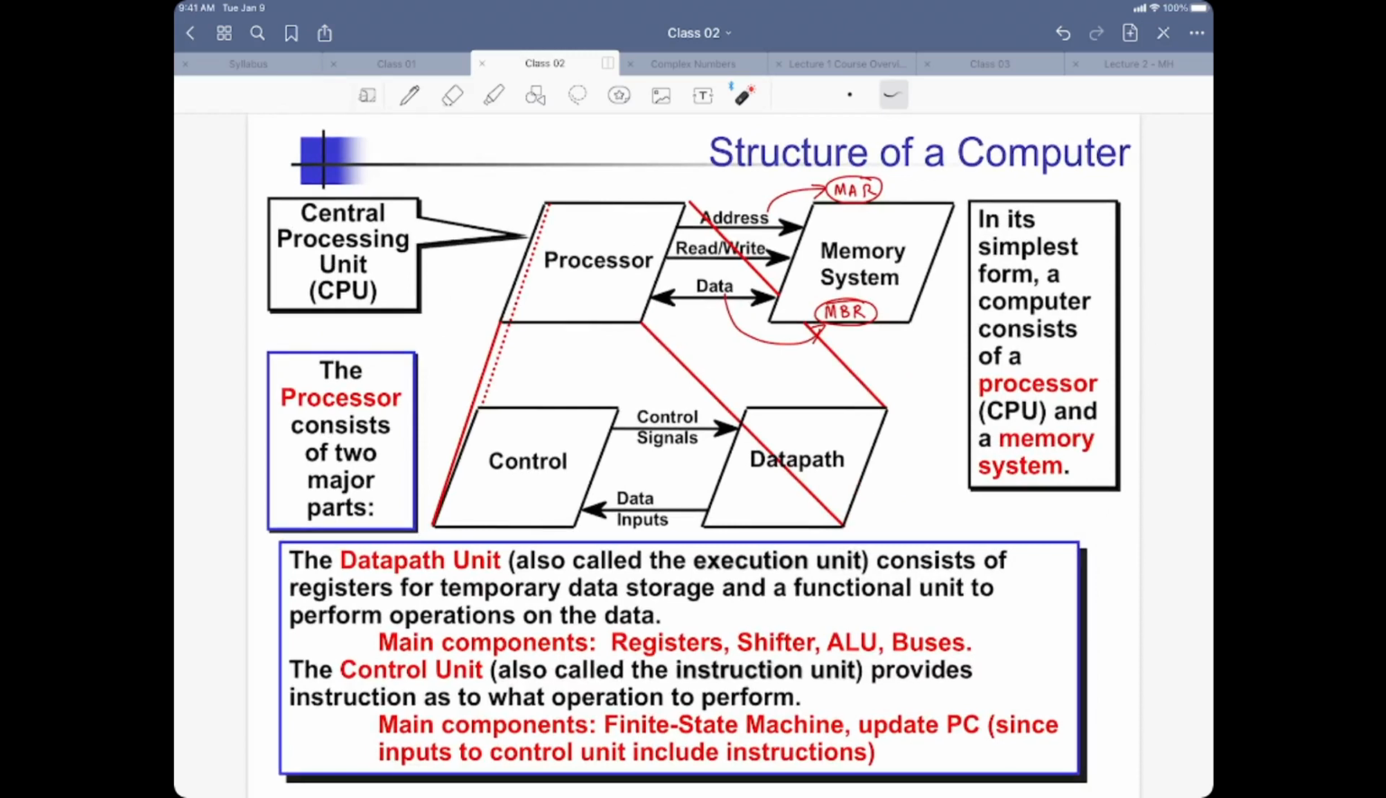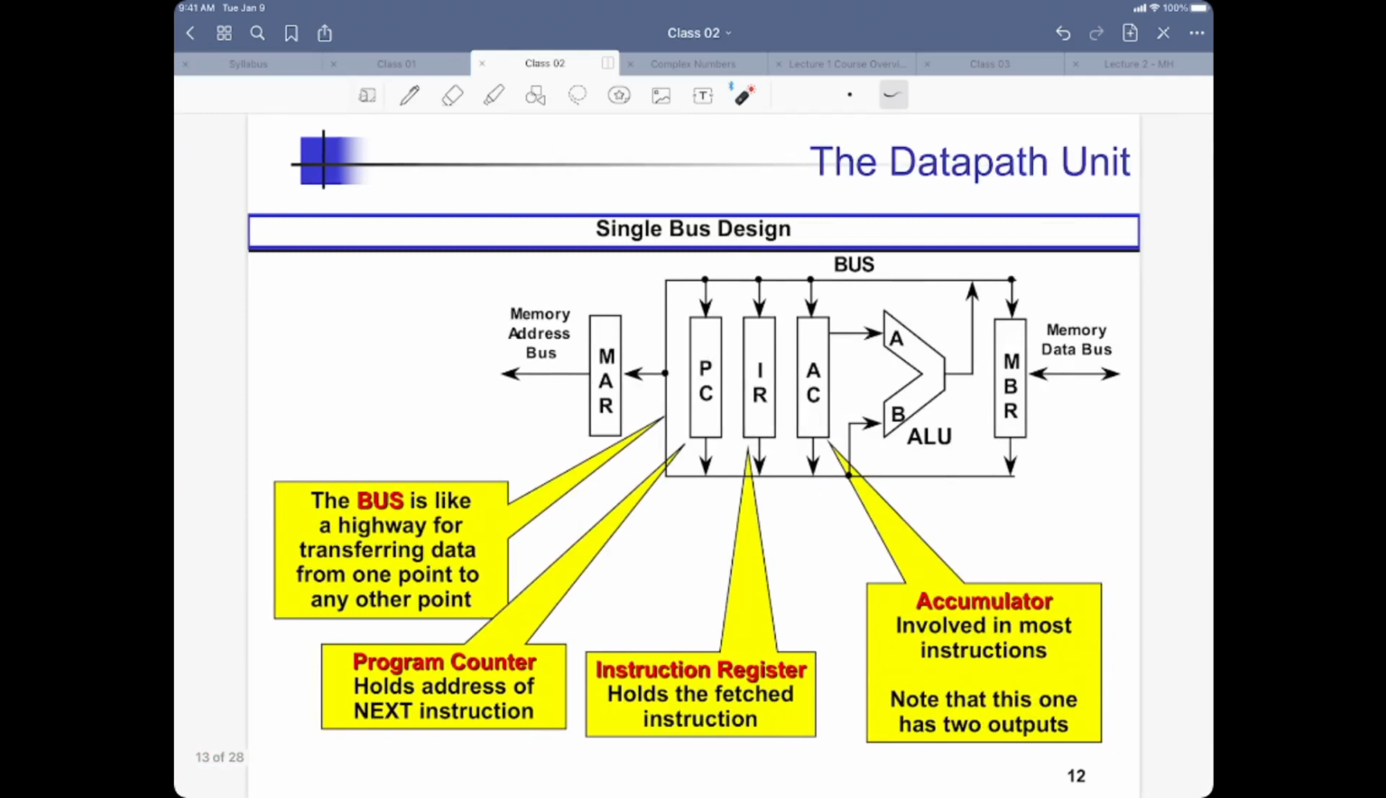All right. So we are going to spend quite a bit of time talking about the data path and how it interacts with the memory. Because we need to look at the memory, right? Instructions are there, data is there. So how does the data path do that? We are going to sort of ignore the control unit for a while, and then we'll bring that back in as well. So the first picture we will see is the data path unit for a single bus.